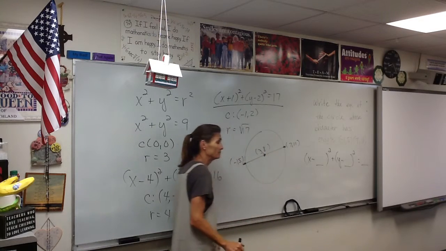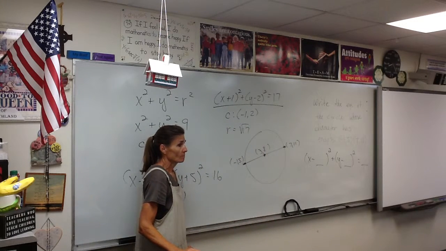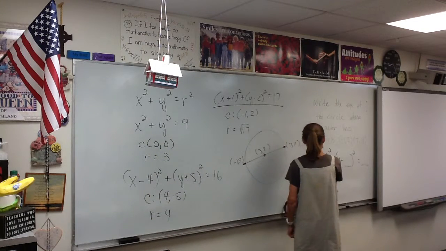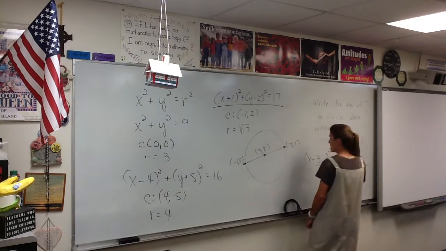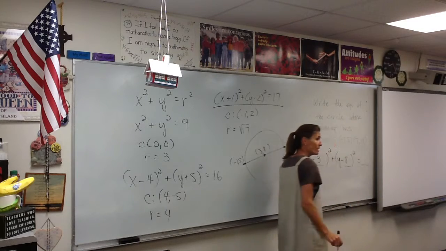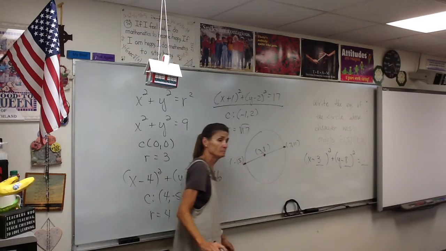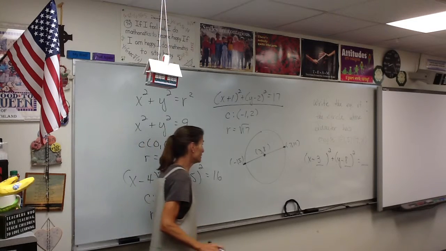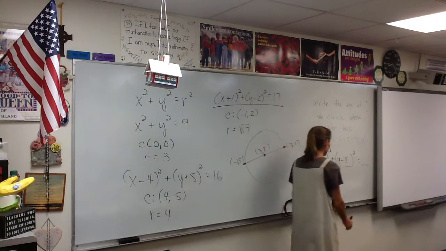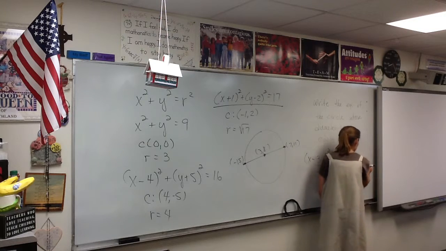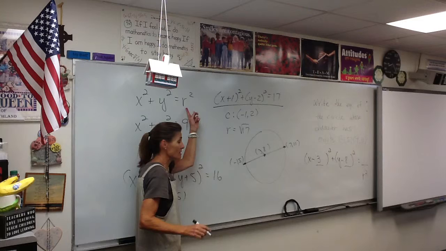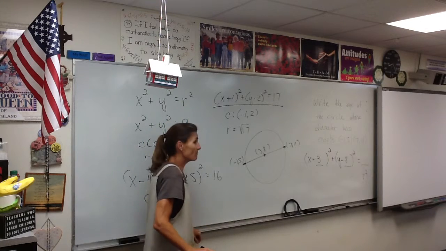5 + 11 = 16 / 2 = 8. So I have x - 3, y - 8. Everybody okay with that? So far, so good. I only need one more number. Remember, this is the radius squared, just like somebody said at the beginning. So I need to find my radius.